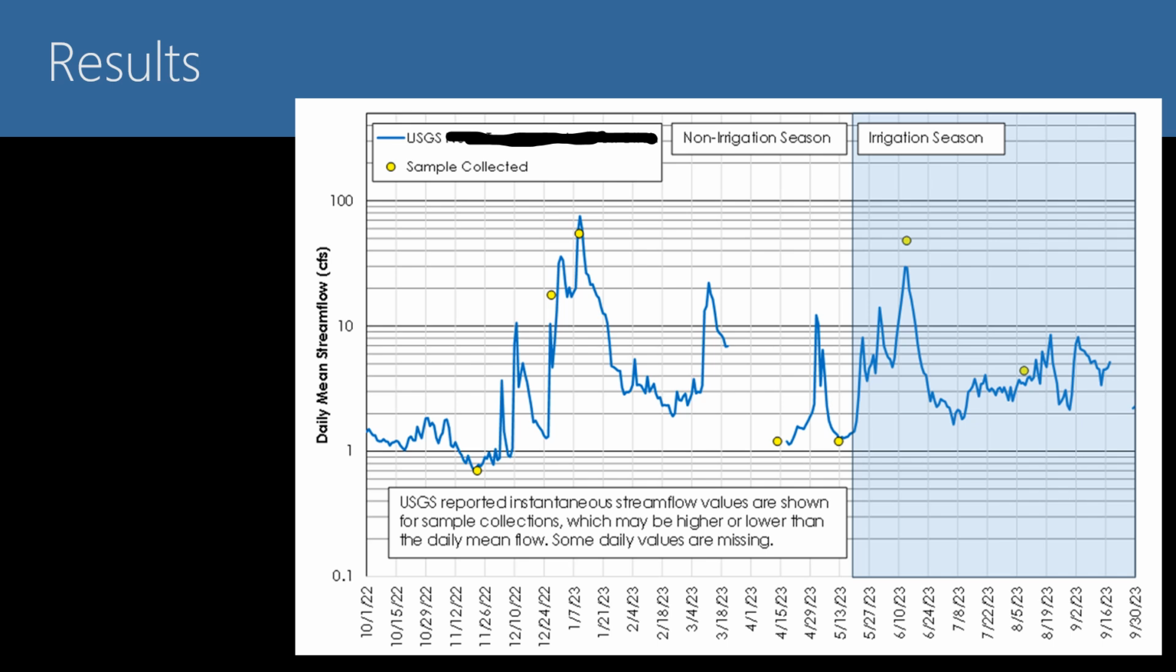Hydrologic conditions during the study period are shown here using a hydrograph from the drain discharging the basin, a USGS gauge. The drain is perennial. Daily mean stream flow ranged between 0.7 CFS up to 75 CFS. Yellow dots indicate when samples were collected for both concentrations of nutrients and isotopes. Samples characterized base flow and stormwater across both non-irrigation and irrigation seasons, as shown by the graph.